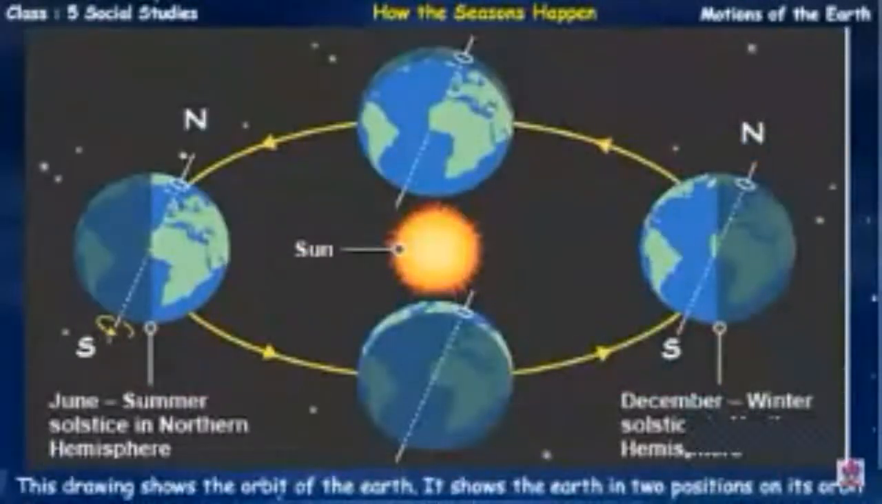This drawing shows the orbit of the Earth. It shows the Earth in two positions on its orbit, in June and in December. Let us see what happens when the Earth is in these two positions.